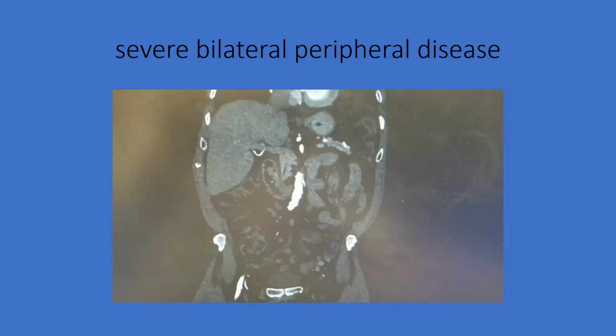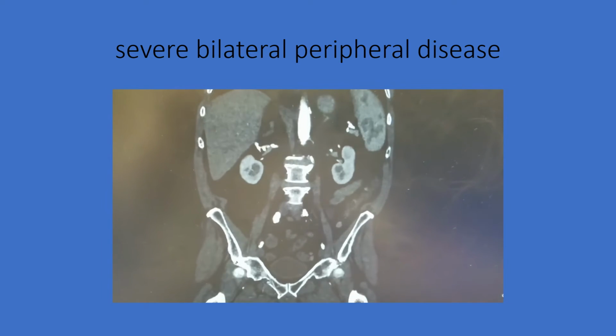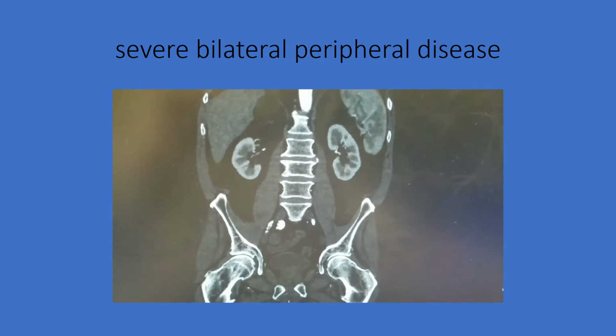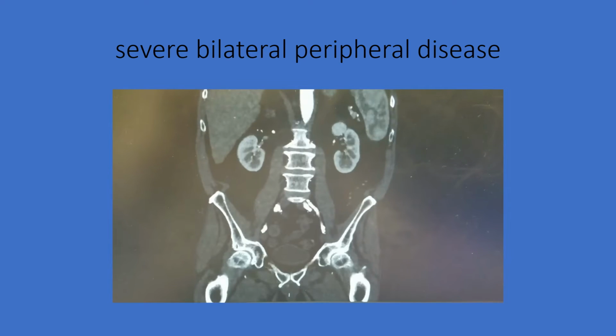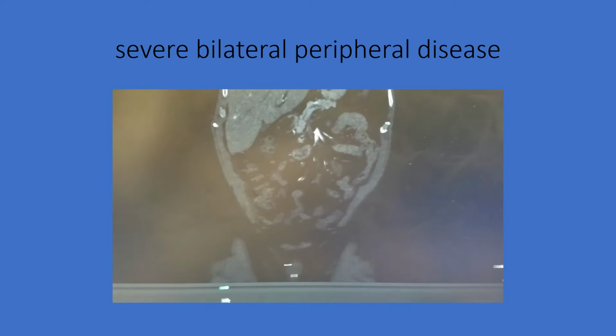This is his CT scan. It is somewhat hard to see, but he does have significant bilateral disease involving both femoral access sites. Of note, also his subclavians were significantly diseased, so we had to think of alternative access in him, and that's why we chose to go transcavally.